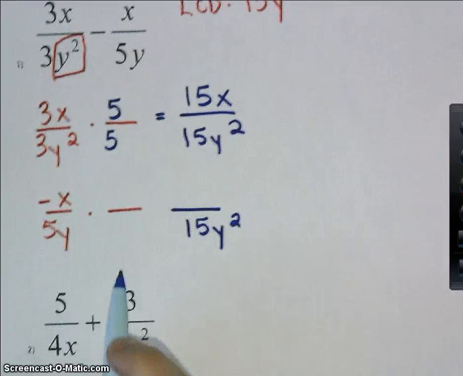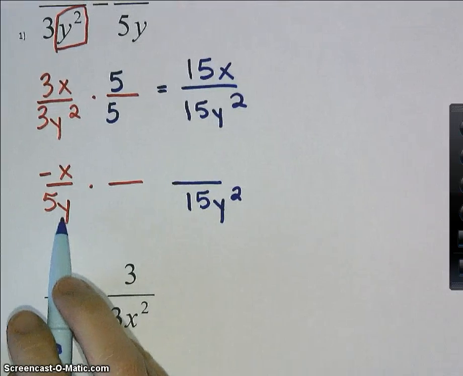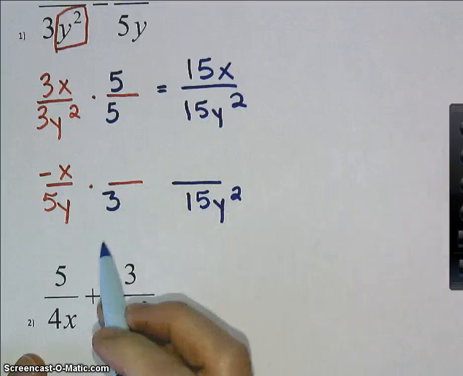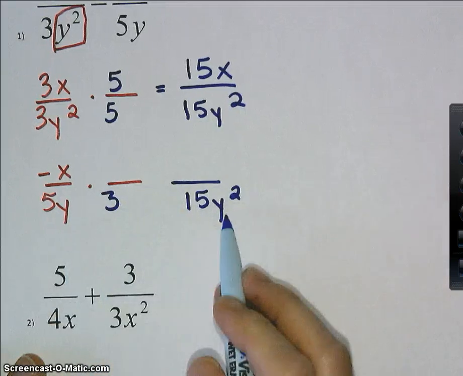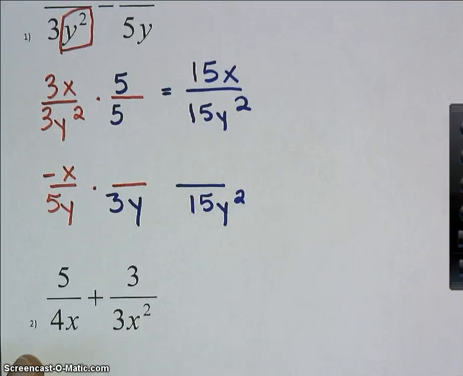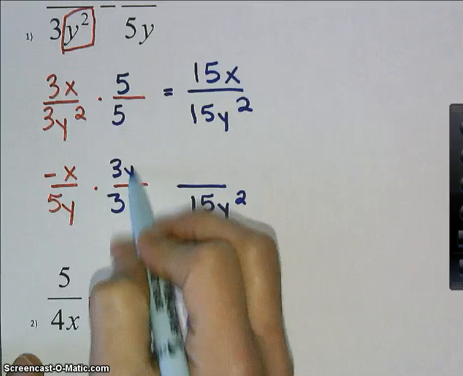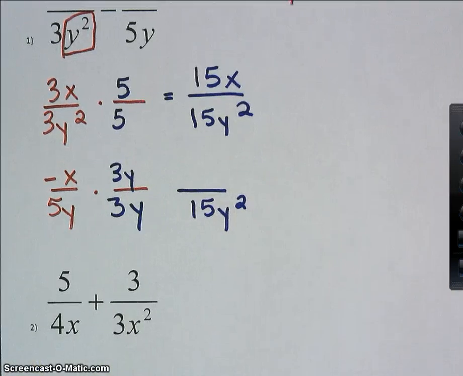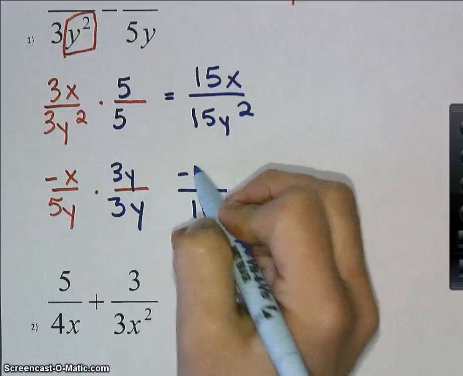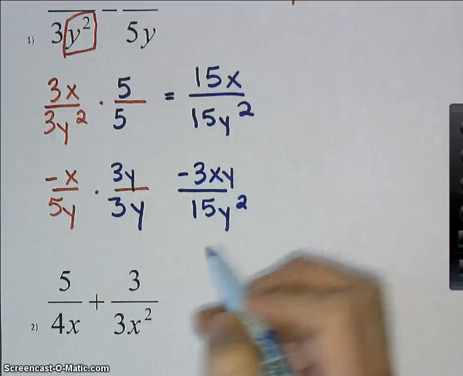Now, I have 5y down here to worry about. So 5 times what gives me 15? 5 times 3. And then y times what will give me y squared? Well, that is y times y. So then I also have to multiply that on the top. So then negative x times 3y is just negative 3xy.